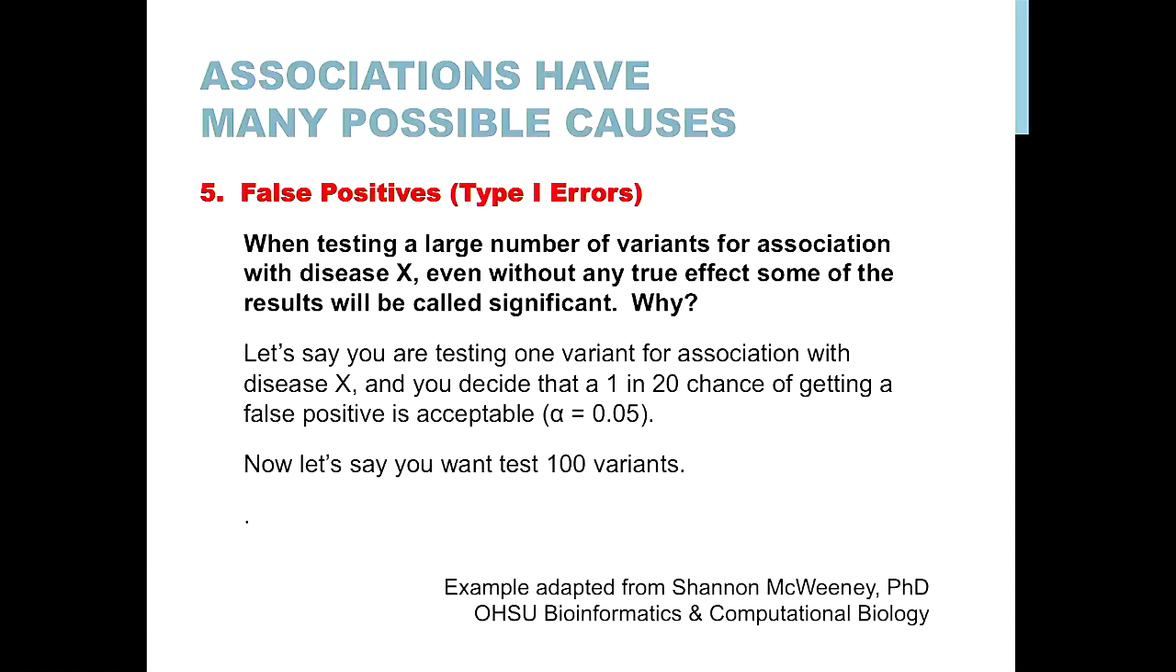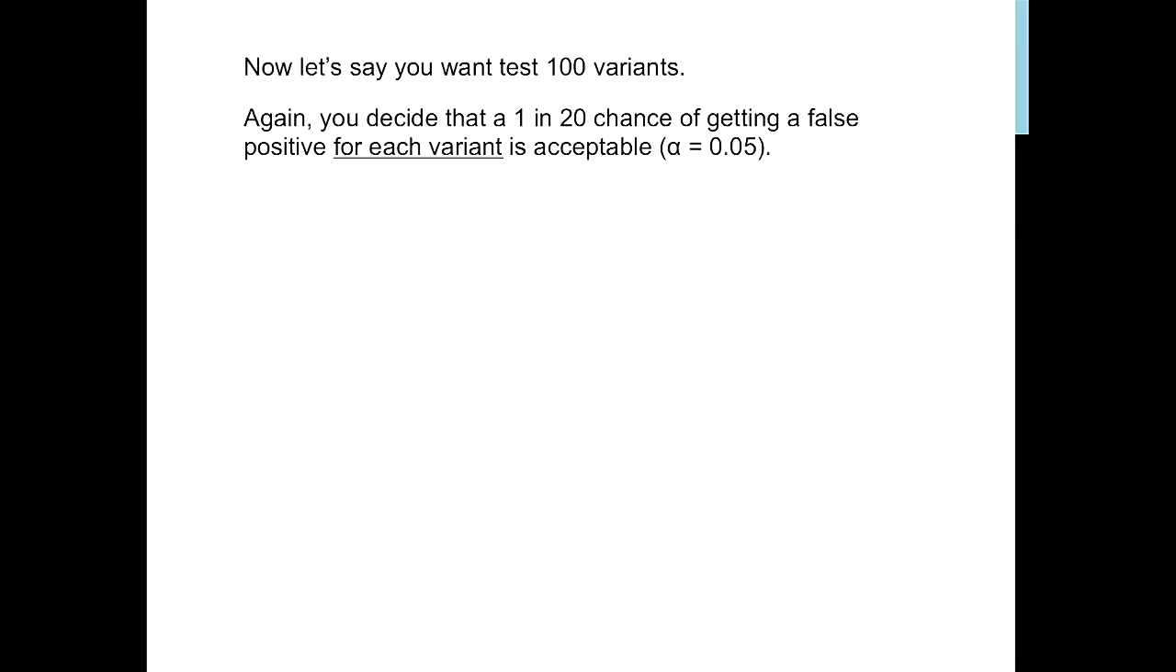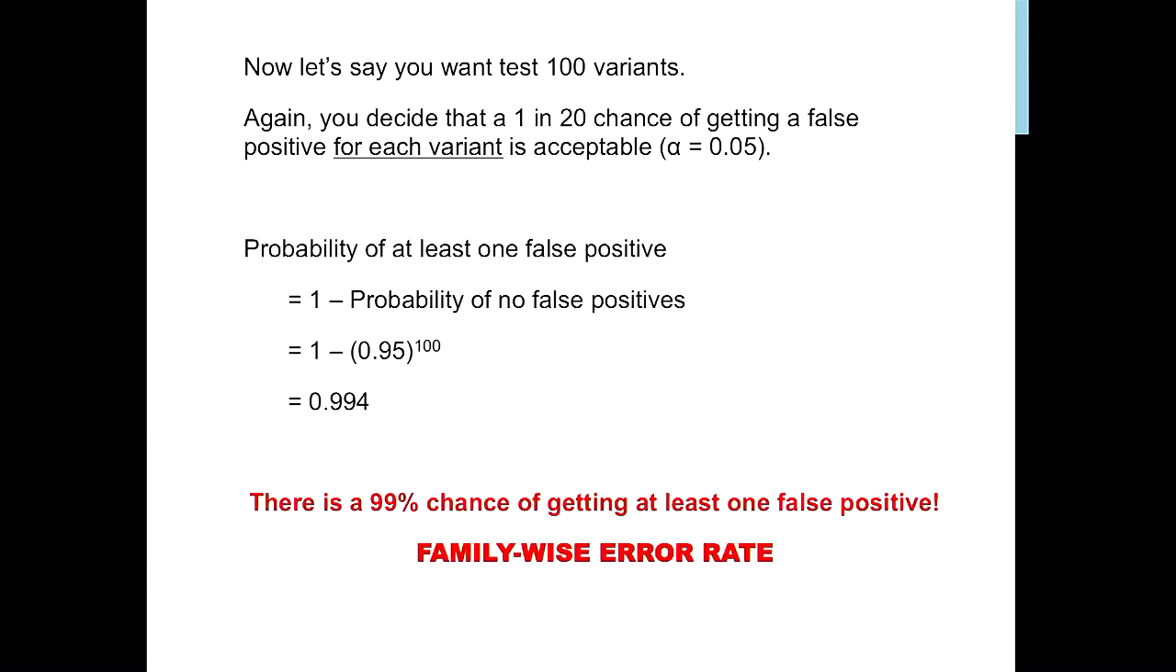Now let's say that you want to test 100 variants. Again, you decide that a 1 in 20 chance of getting a false positive for each variant is acceptable, with your alpha set at 0.05. The probability of getting at least one false positive is 1 minus the probability of no false positives, just because probabilities always sum to 1.